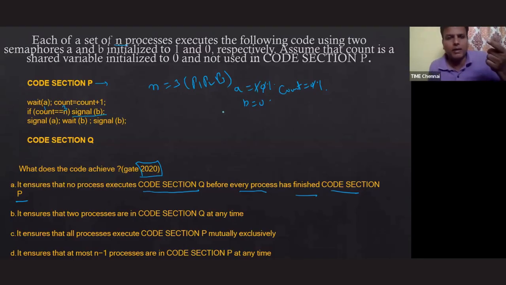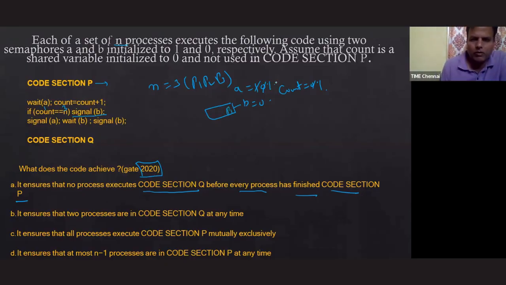Whenever you are performing down on a binary semaphore whose value is 0, you will get blocked. So that means, inside the queue which is related with this binary semaphore variable, process P1 is there. Got blocked. Okay, fine. Next one.